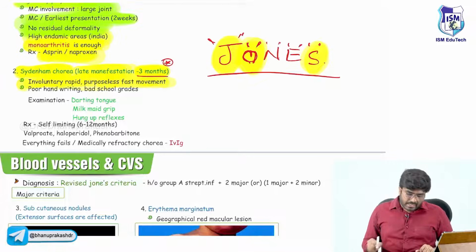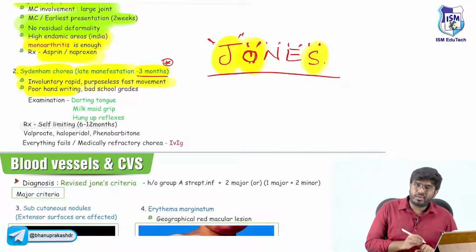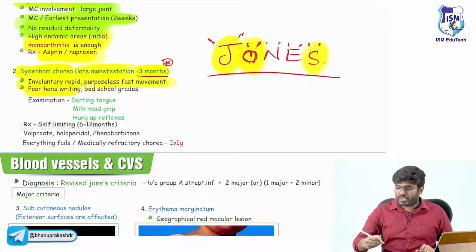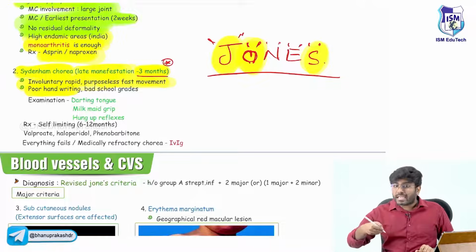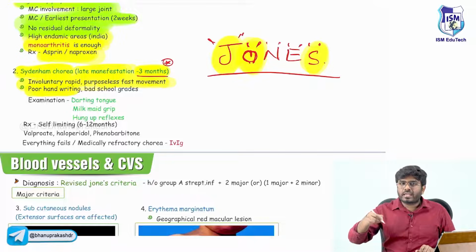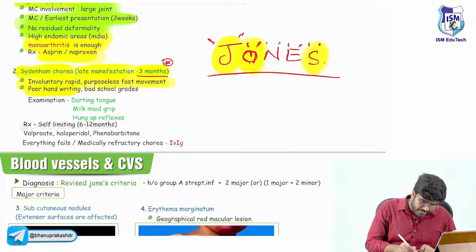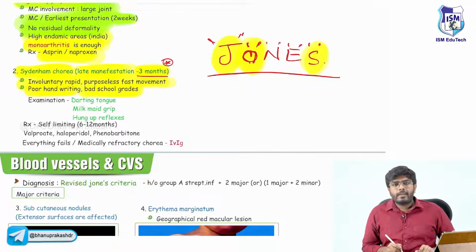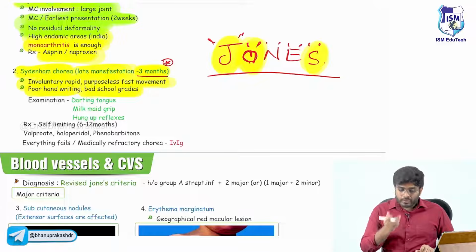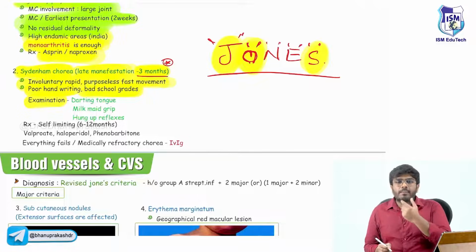So because of this, he will have poor handwriting. Okay, in the clinical question they can mention the boy is having poor handwriting. Because of this, he cannot have a proper grip. The basal ganglia structures, the motor structures, are affected, sir. So he cannot write properly. There will be involuntary movements leading to bad school grades. Okay, bad school grades.